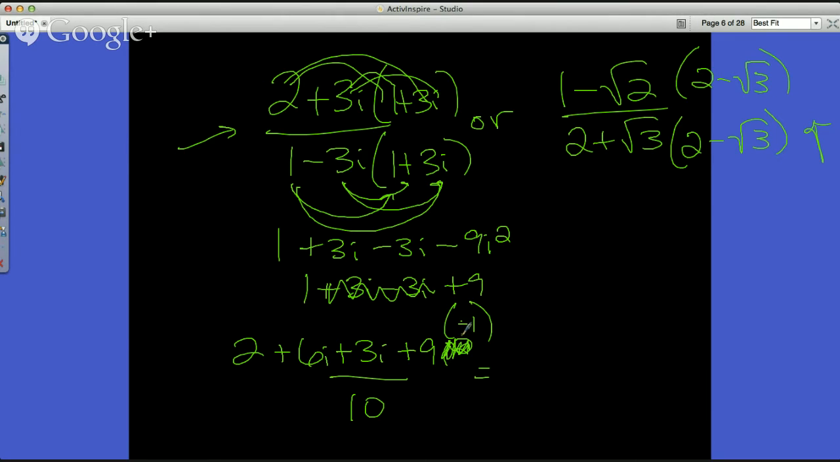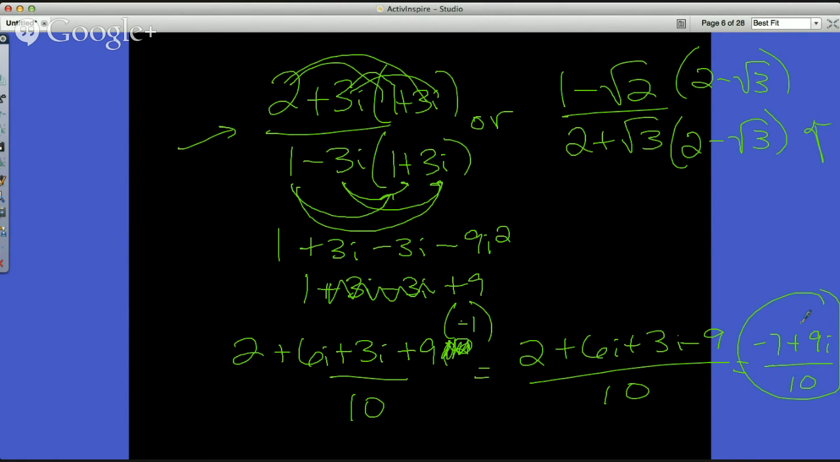So 9 times negative 1 is negative 9. What we have right now is 2 plus 6i plus 3i minus 9 all over 10. When I simplify, what I have is negative 7 plus 9i all over 10. That right there would be my answer. Okay? Now, anybody confused by that? Do you need me to go over that again? Is there anyone that needs me to go over this right side, or do you understand how that's the same process? Everyone good?